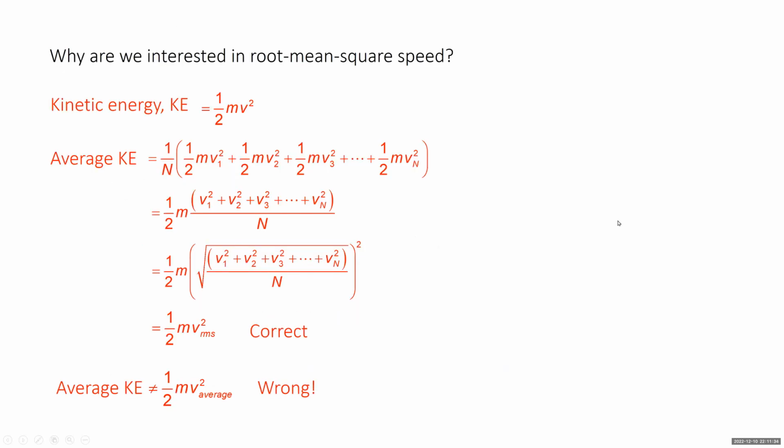Why are we interested in root mean square speed? So we know that kinetic energy is half mv squared. So the average KE will be half m v rms squared. So it is not half m v average squared. So we are interested in the root mean square speed because it gives us the kinetic energy correctly.